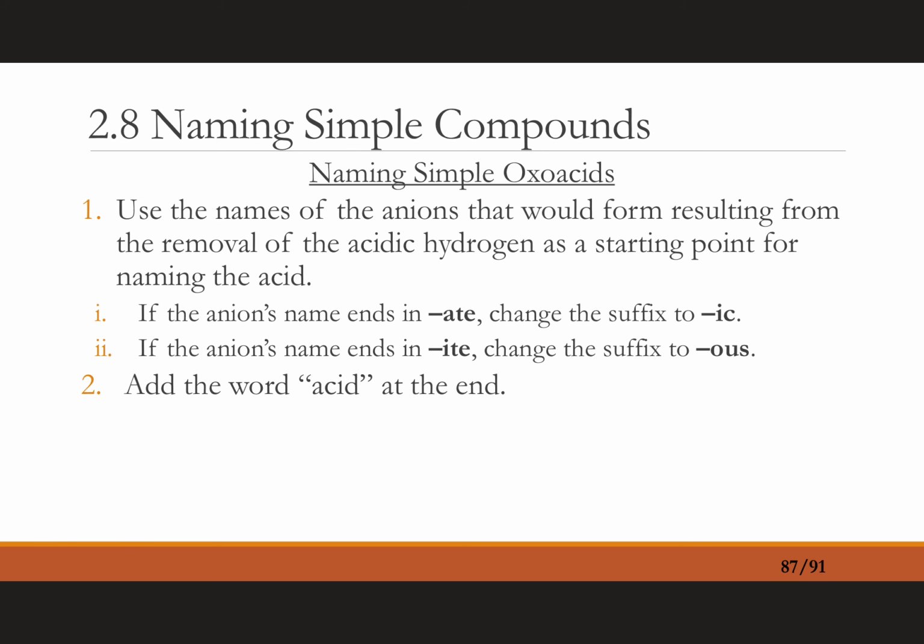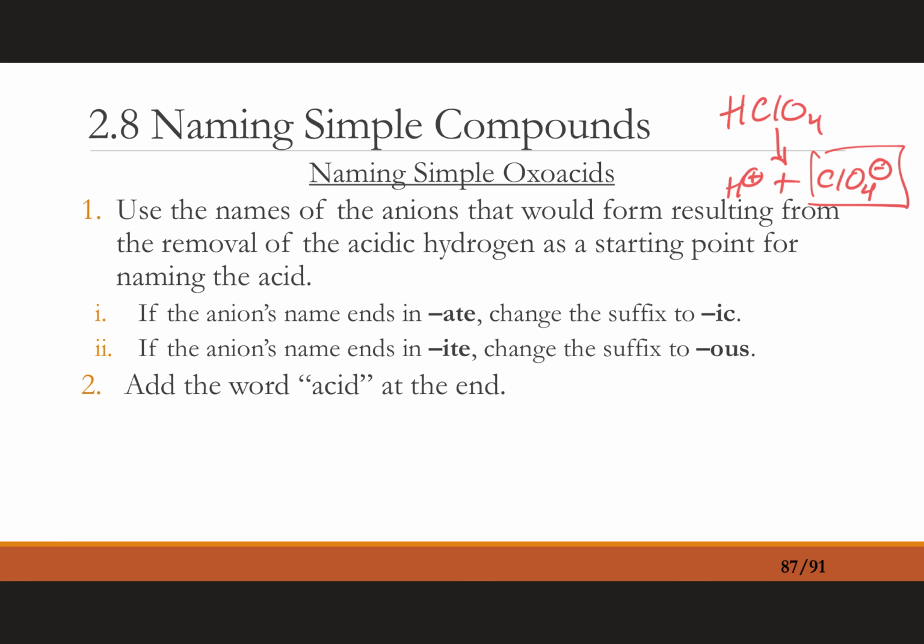For simple oxo acids, use the names of the anions that would form resulting from the removal of the acidic hydrogen as a starting point for naming the acid. In other words, find the polyatomic ion's name. If we have HClO4, just take off the hydrogen. You get H+ and then ClO4 1-, to make it neutral. And so now name that.